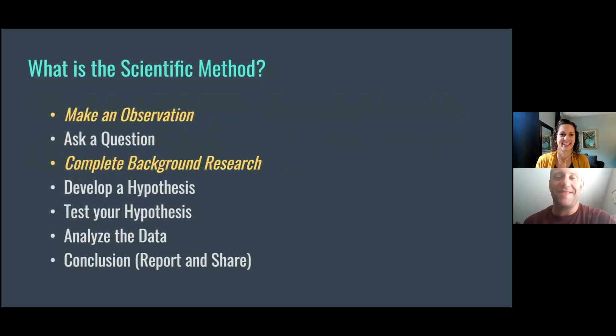The steps of the method are: you first make an observation, you ask a question, you complete background research, develop a hypothesis, experiment or test your hypothesis, analyze the data, and then finally communicate, make a conclusion.